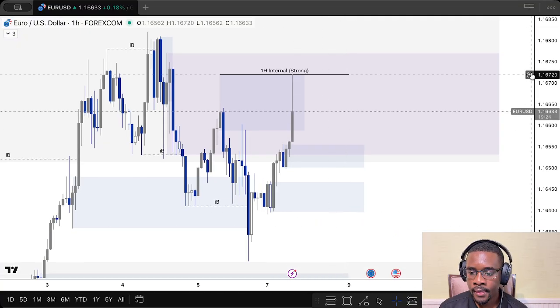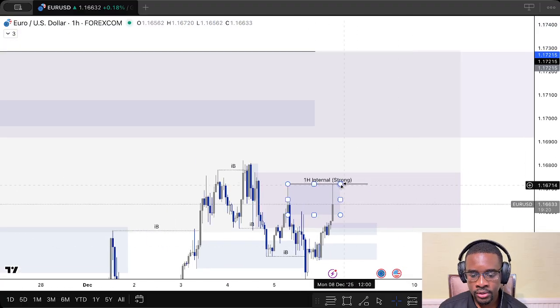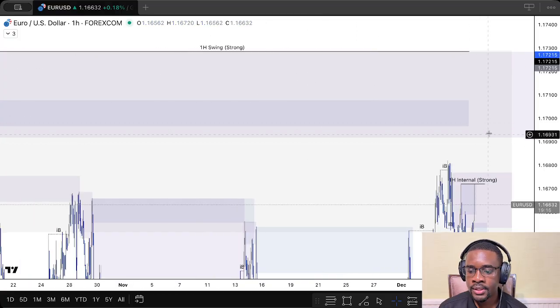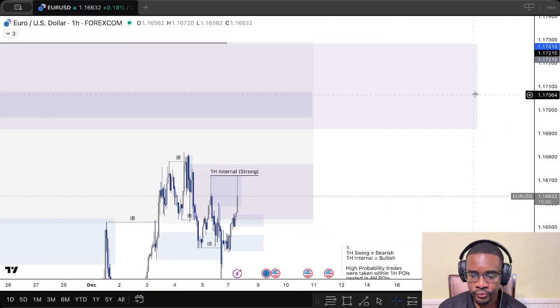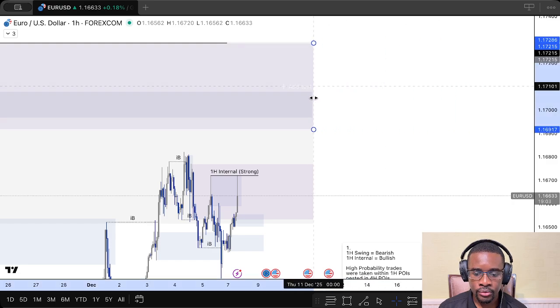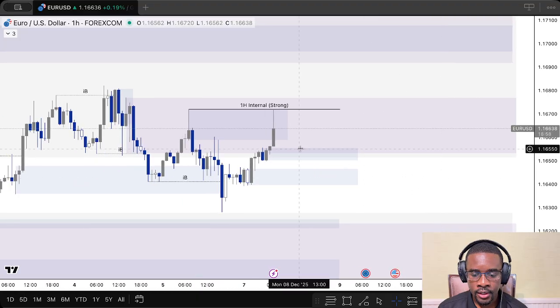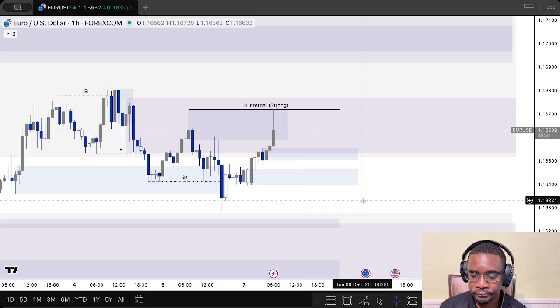But we've made relatively equal highs. We're expecting this area at the top to be mitigated as well. So I think there is room that price will continue bullish. So I would say if this fails, then we might look to go long from here.